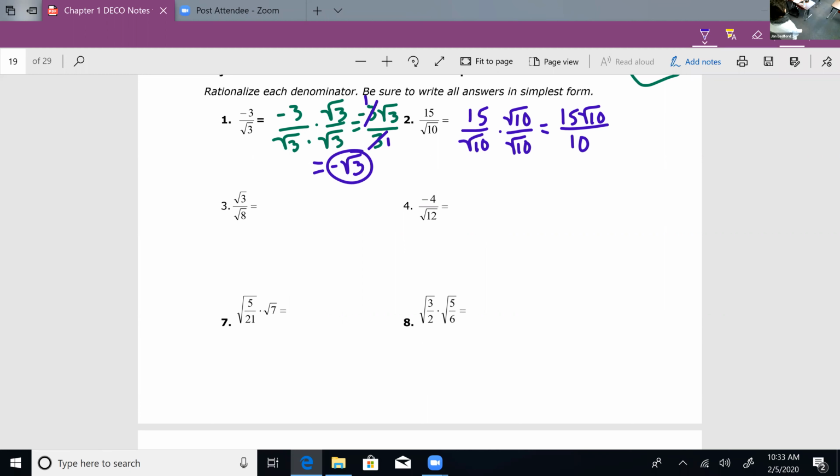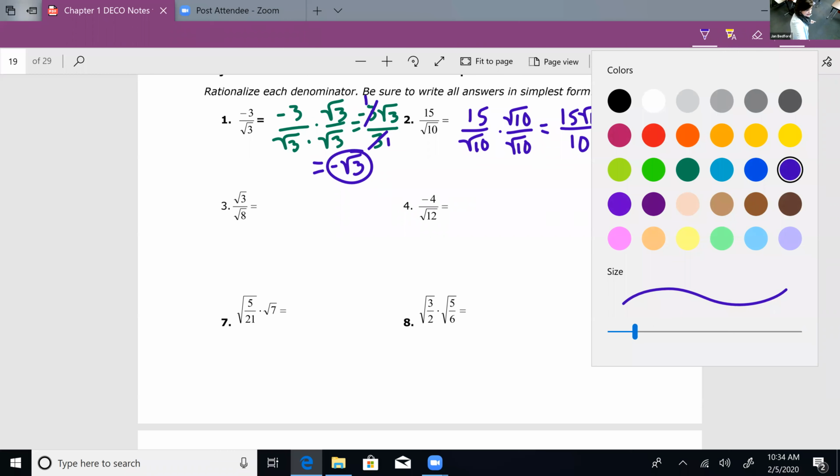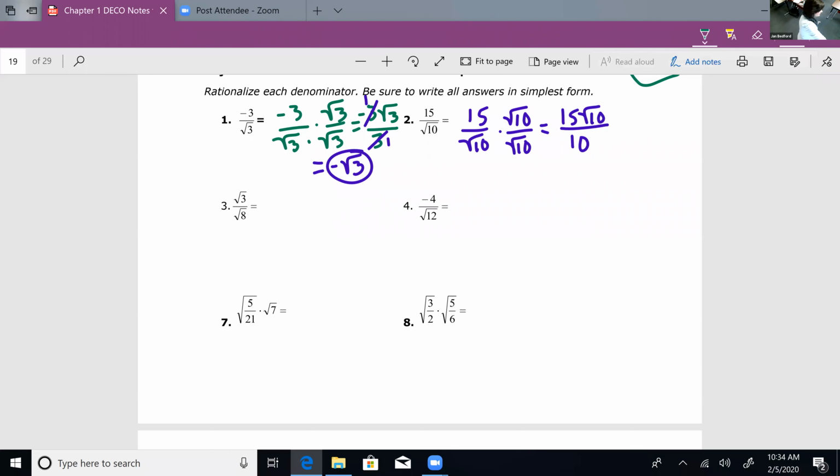No, because what can I do? I can reduce down. What reduces? The 15 with the 10. Now, can I touch that 10? You better not. If it's under a radical, remember, it's hands off. I can't reduce something outside a radical with something that's under a radical. That's square root of 10, and he's just there.